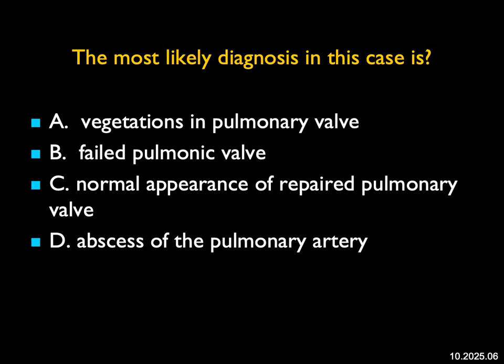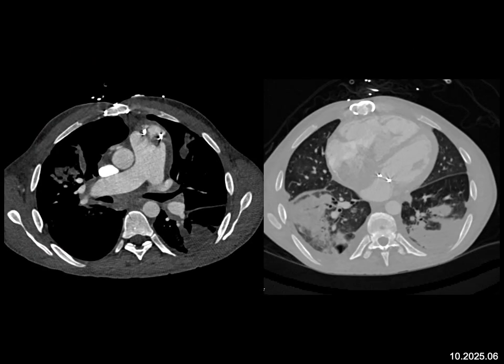The most likely diagnosis in this case is, well, what do I see? I see that the patient has a pulmonary valve, and I see lobulations on the pulmonary valve. I see what also appears to be infarcts in the patient's lower lung fields. What's going on? Something's going on with the pulmonary valve.